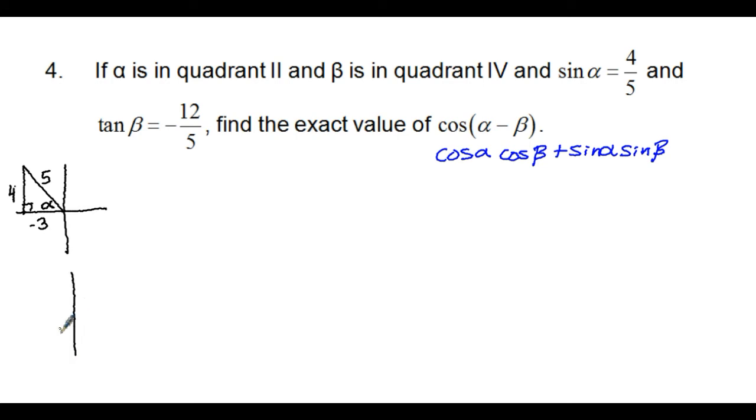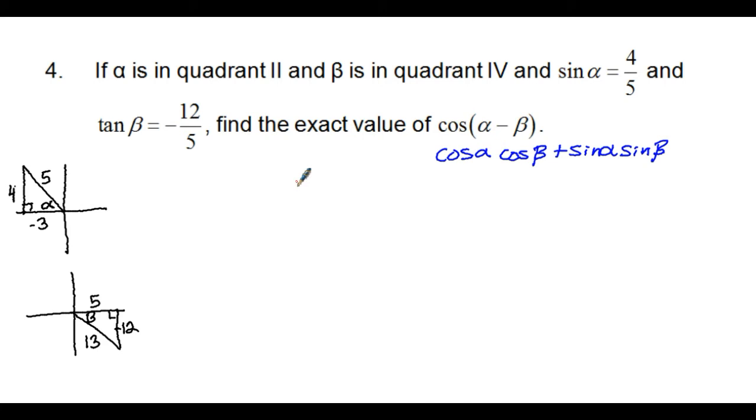Okay. Do the same thing for beta, which is in quadrant 4. So this is beta here. It says tangent, which is opposite over adjacent, is a negative 12/5. So the 12 is a negative and the 5 is positive. You have your 5, 12, 13 triangle, a Pythagorean triple there. Okay? So now I can plug everything back into the formula that we have and be able to figure it out.